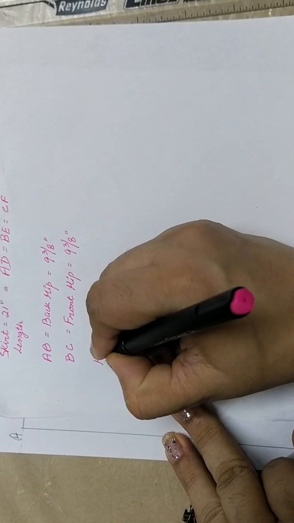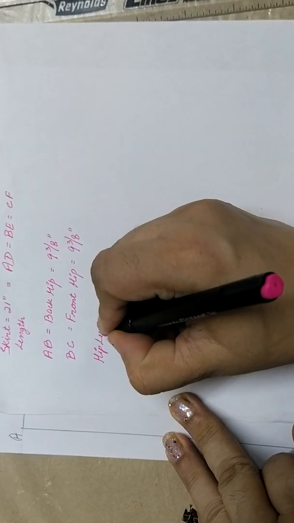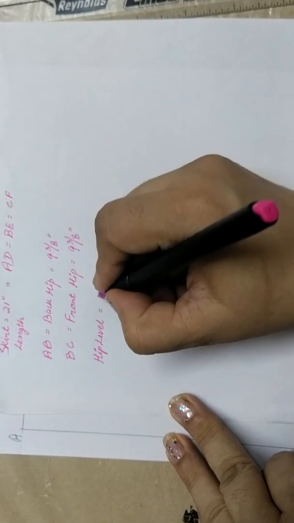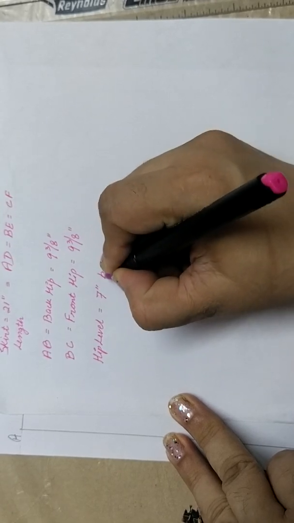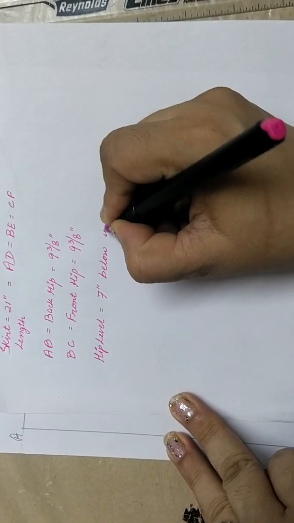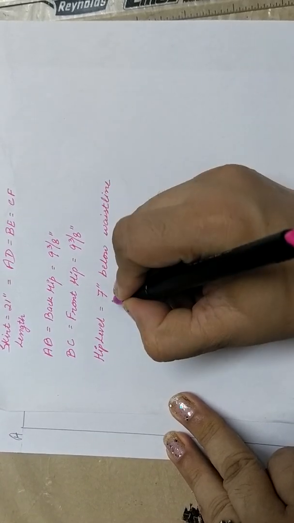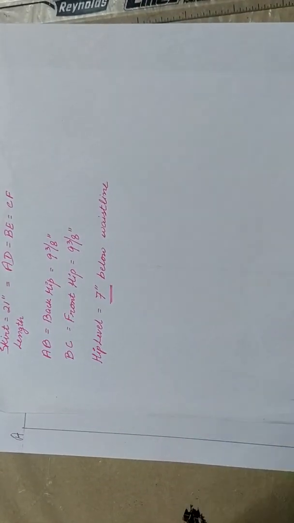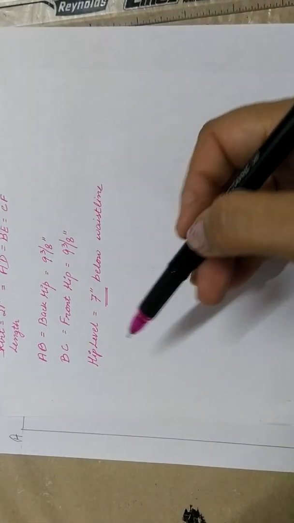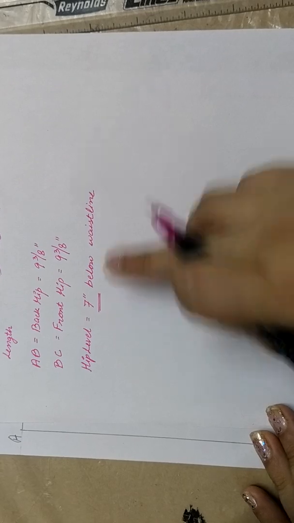That again, if you remember, I told you that the hip level is marked 7 inches below waistline. So do not forget this, because this can always come in your multiple choice questions also, as in at how much distance from the waist is the hip level marked. So I've written here 7 inches.